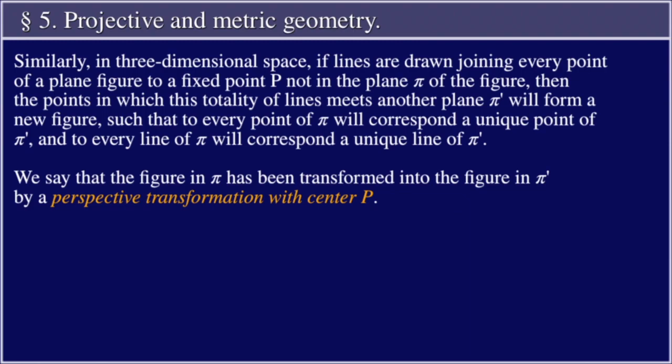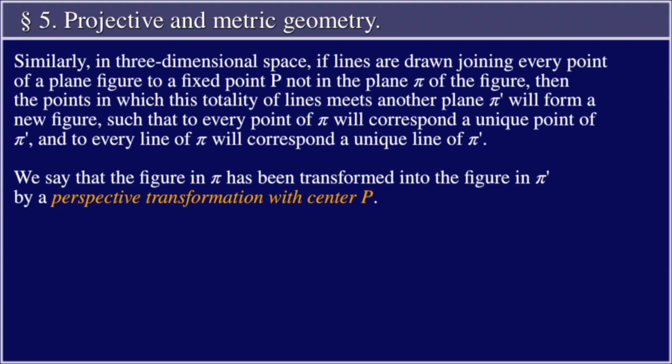Similarly, in three-dimensional space, if lines are drawn joining every point of a plane figure to a fixed point P not in the plane pi of the figure, then the points in which this totality of lines meets another plane pi' will form a new figure such that to every point of pi will correspond a unique point of pi', and to every line of pi will correspond a unique line of pi'. We say that the figure in pi has been transformed into the figure in pi' by a perspective transformation with center P.